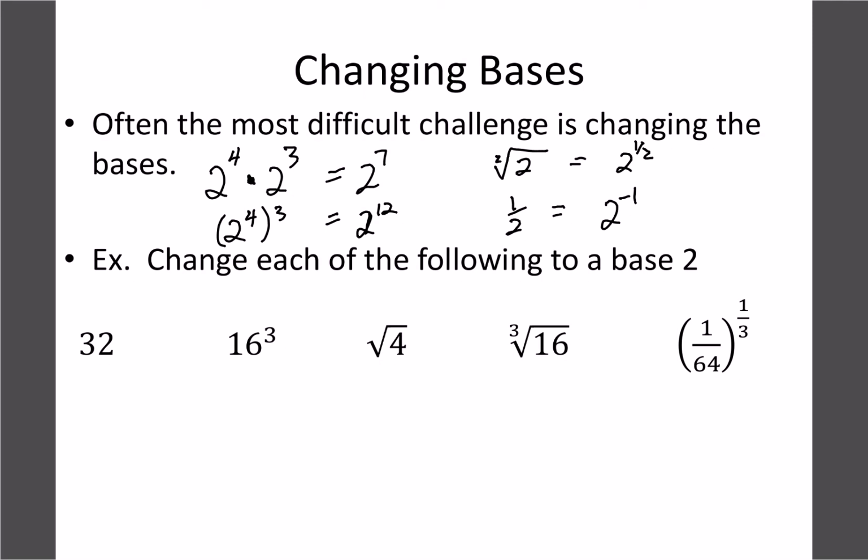So let's go through each of these. Let's change all of these to be equal to a base 2. So 32 would be 2 to the what? So 2 squared is 4, 2 cubed is 8, 2 to the 4 would be 16, 2 to the 5 would be 32. So if you're not sure, just use your calculator, plug it in, and away you go.